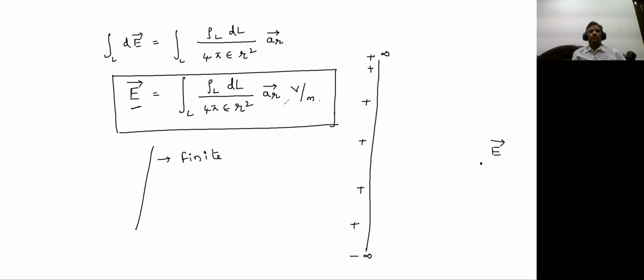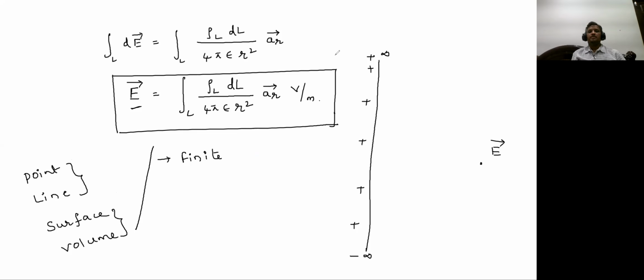So till now we have completed point charge distribution and line charge distribution. In the next class we are going to see the surface charge distribution and volume charge distribution. The analysis will be the same. We'll try to see the surface charge distribution and volume charge distribution in the next class.